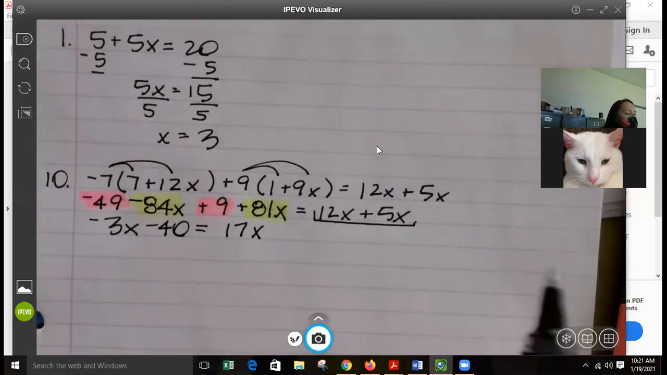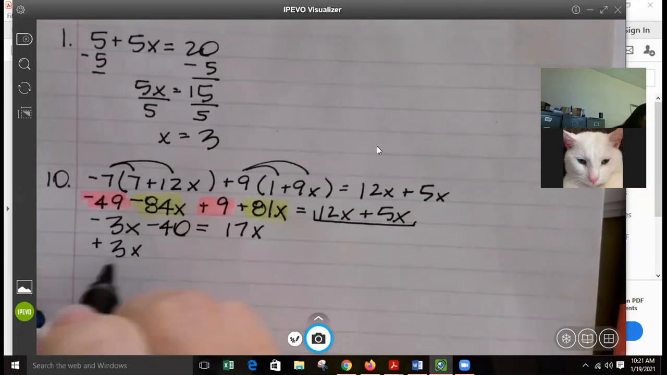How do I move negative 3x to the other side? Guys, answer the question. If it's a negative, how do I get it on the other side? What's the opposite operation? Thank you. Plus 3x.